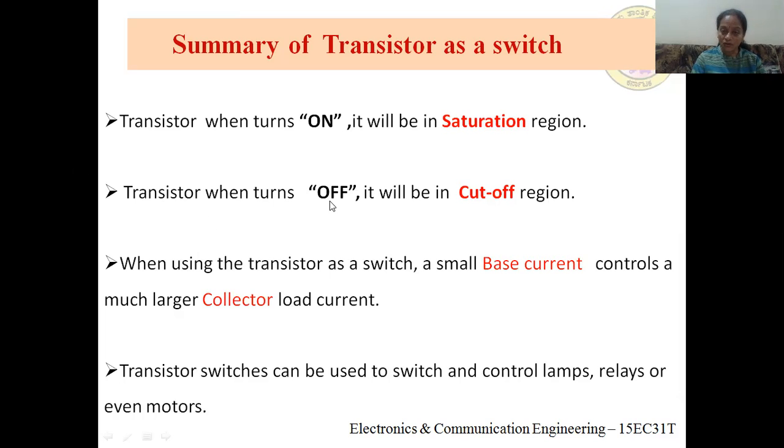When the transistor turns off, it will be in the cutoff region. Cutoff means no current flows. So the bulb will turn off. So when using the transistor as a switch, a small base current controls a much larger collector load current. So when the base current flows, the collector current flows. So the transistor is a current control device. The base current controls the collector current. And transistor switches can be used to switch and control lamps. As I said, the best example is LED lamps glowing, relays, or even motors.